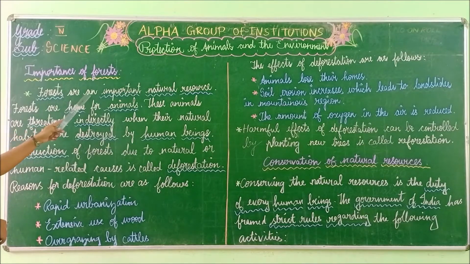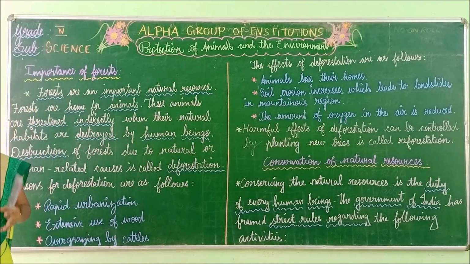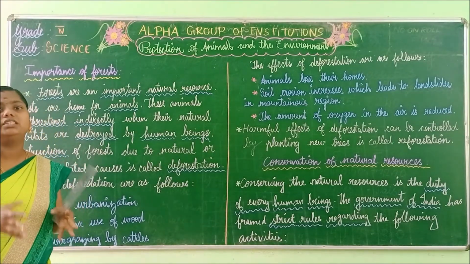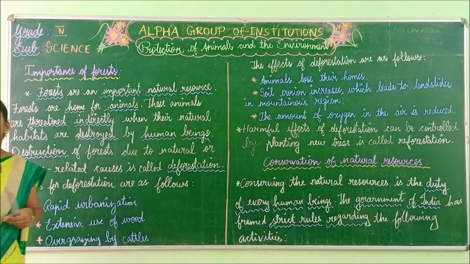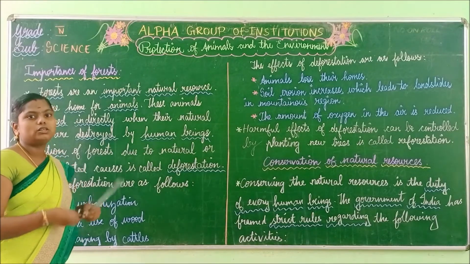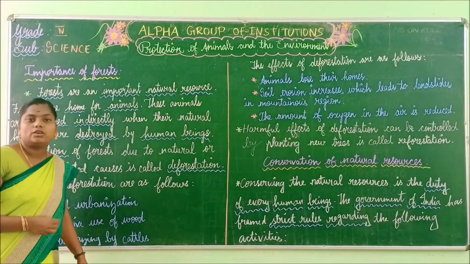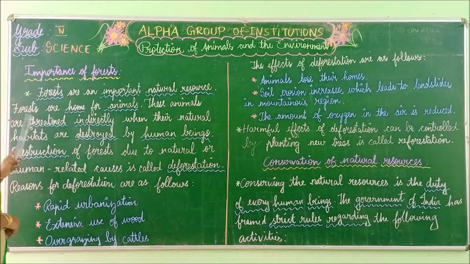Forests are an important natural resource. So forest is an important natural resource. Why? Because we get everything from the forest. So there is river, there is lake, there are fruits, vegetables, everything is there. So the water, oxygen, food, everything is in the forest. So forest is a natural resource.